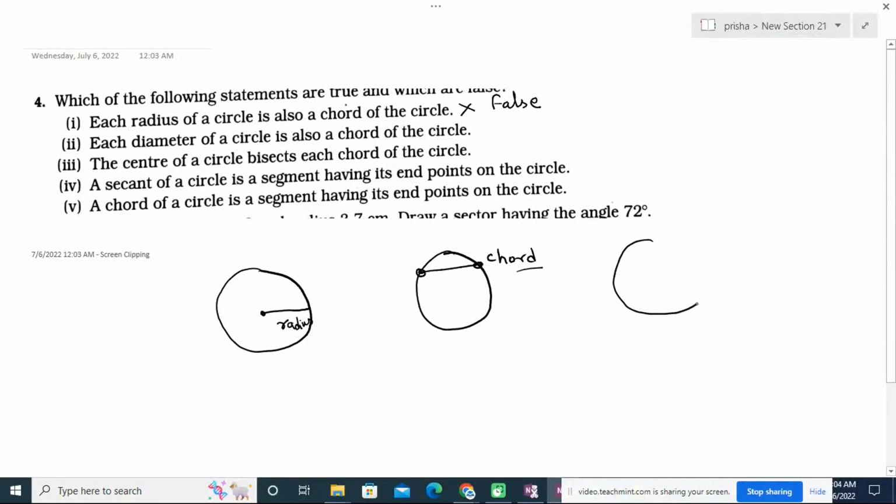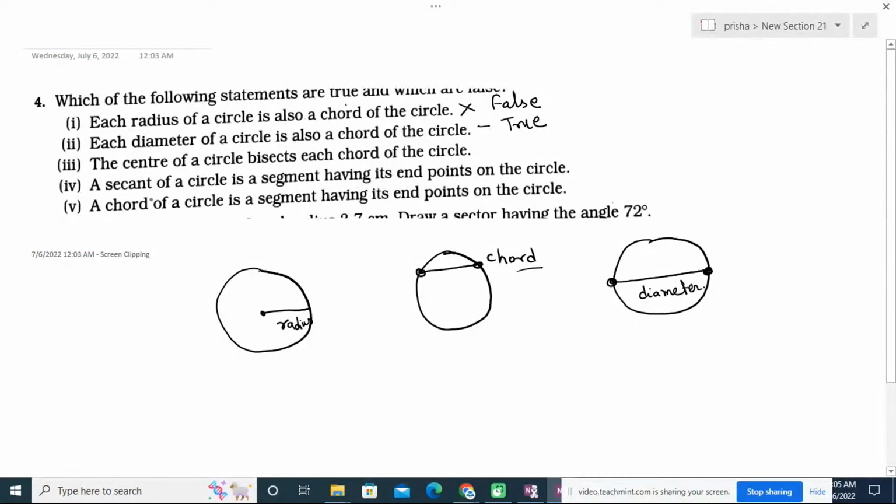Now each diameter of a circle is also a chord of a circle. For example, if we draw a diameter, okay. Now in case of diameter, we connect 2 points of the circle. So it is also known as the largest chord. So it is true. This is true.